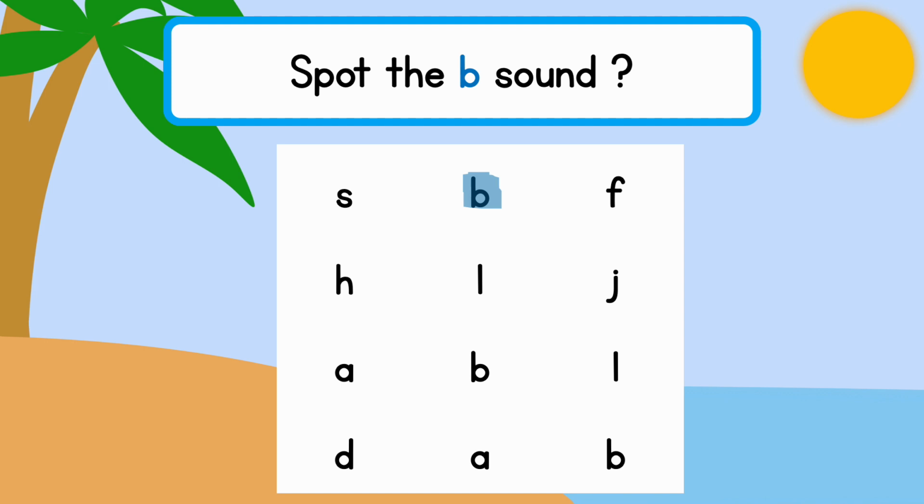Let's look for the next one. Shall we color it blue? Fantastic job, well done. Are there any more? Let's color it blue. Well done. Fantastic job. Let's look for some more. Can you find any? No? So that's it. I think we have found the 3 B sounds. Super job.